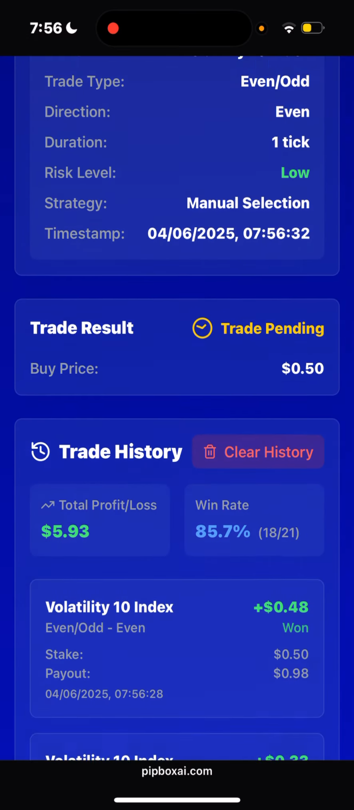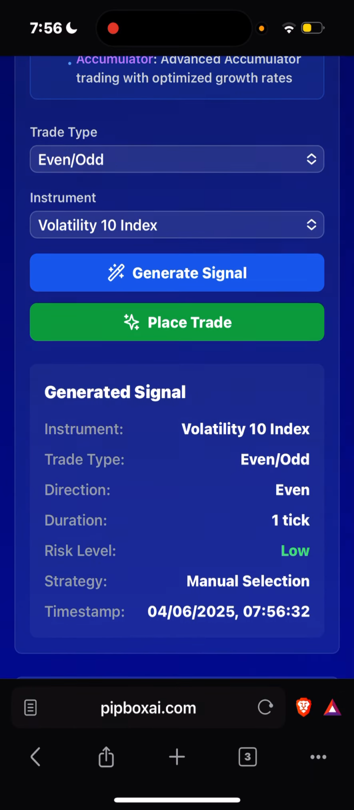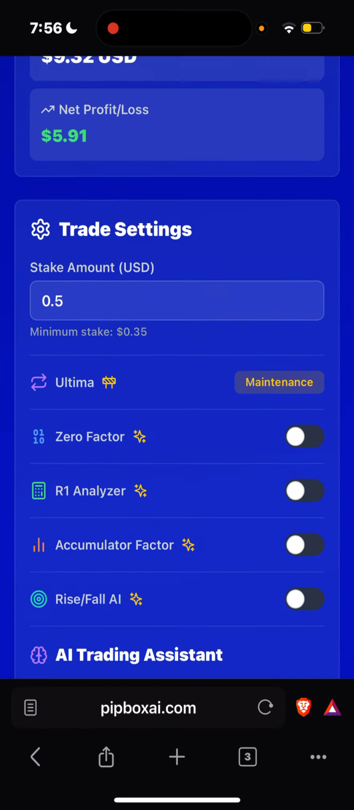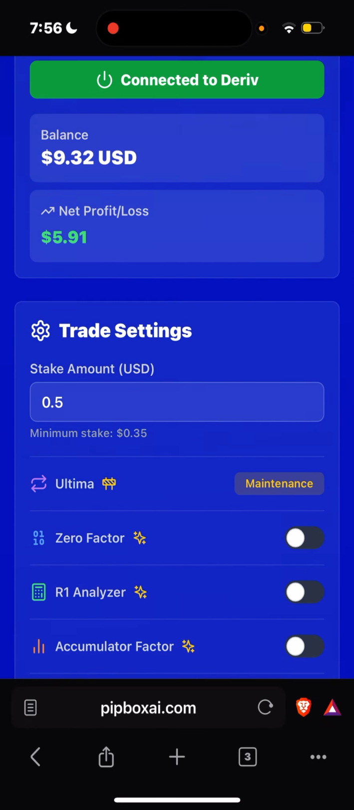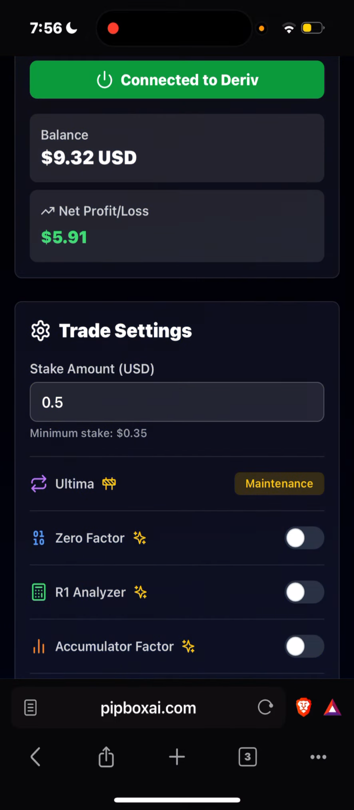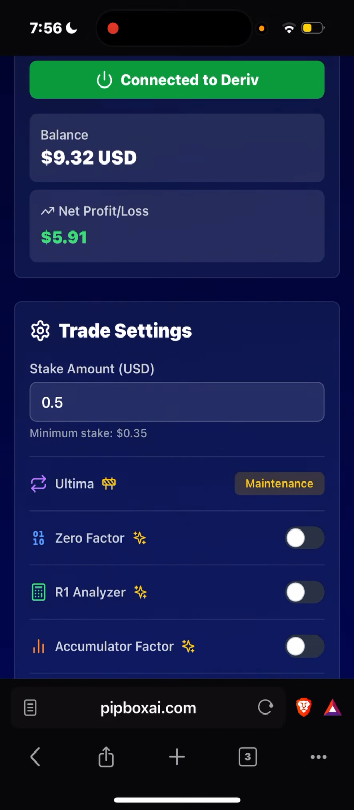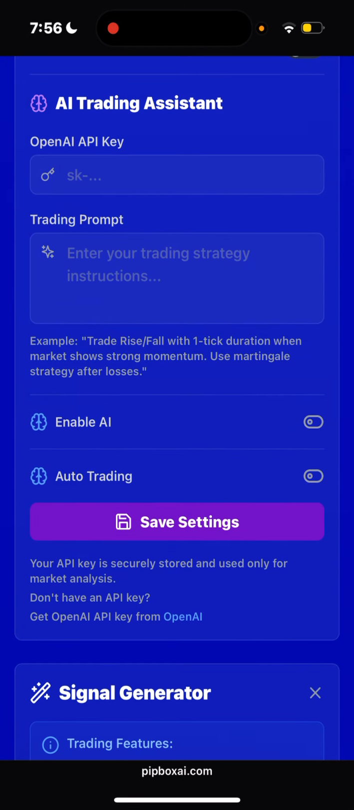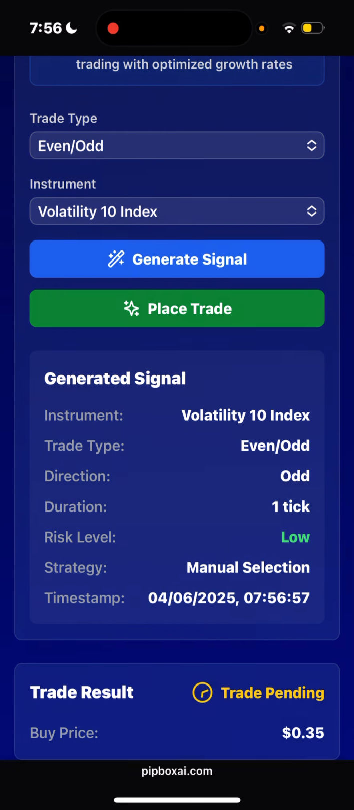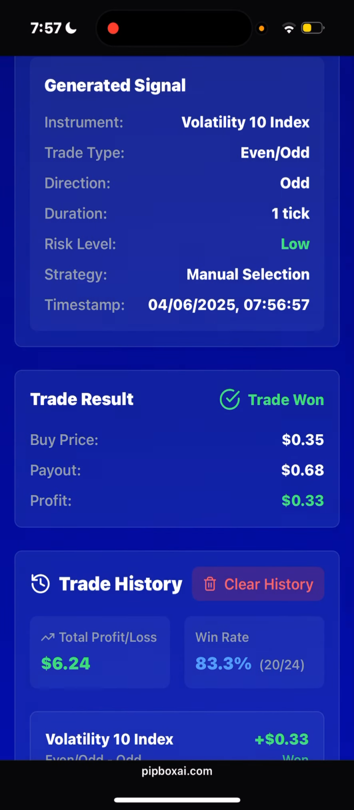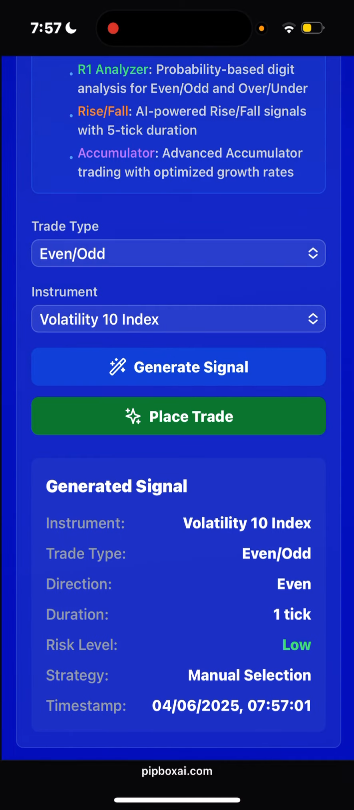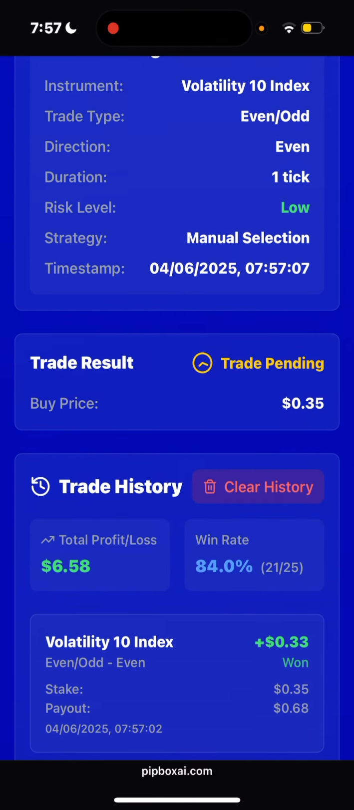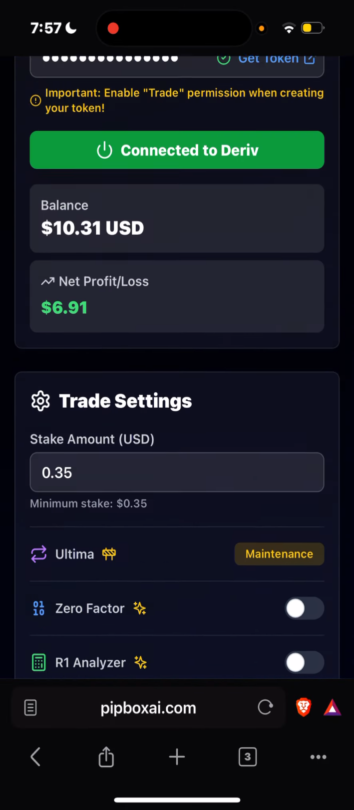Very nice. 0.5 is still our stake, and we're almost hitting that 10 USD target, only remaining with around 0.78 to hit our profit target of 10 USD, and then we can start trading automatically using zero factor. So one last trade. I think we're at 10 USD right now.